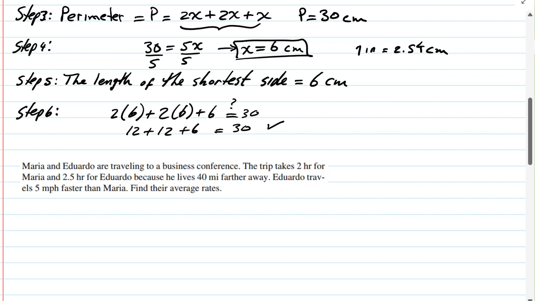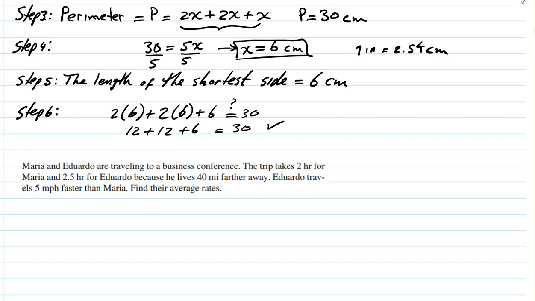In this example, we're given that Maria and Eduardo are traveling to a business conference. The trip takes 2 hours for Maria and 2.5 hours for Eduardo, because he lives 40 miles farther away. Eduardo travels 5 miles faster than Maria. Find their average rates.